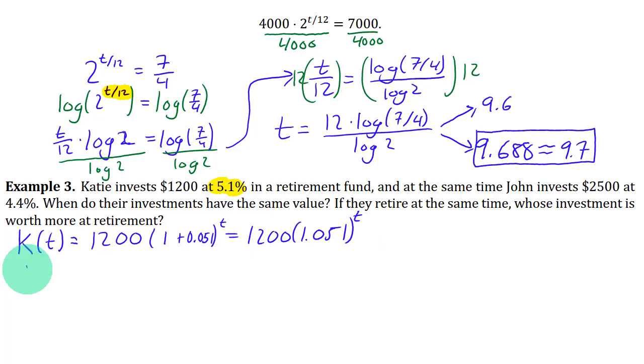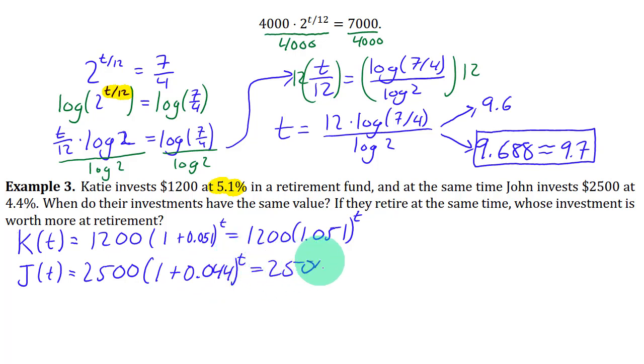Now, John's is J of t, starts at 2,500 and is 1 plus 0.044 to the power t. So you could write that as 2,500 times 1.044 to the t.